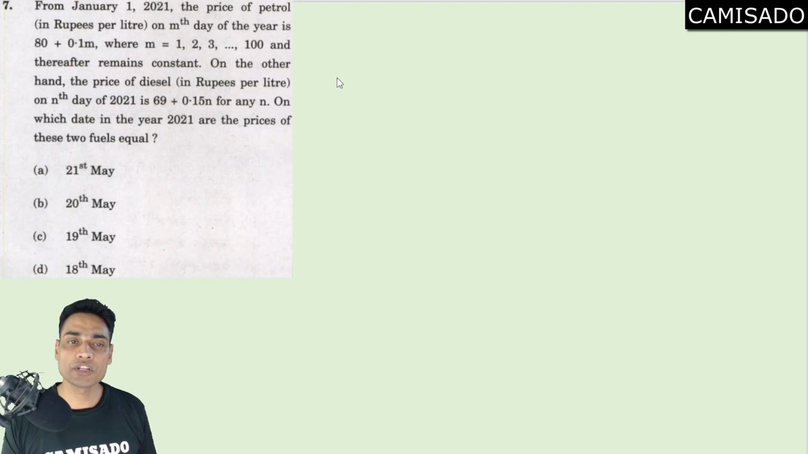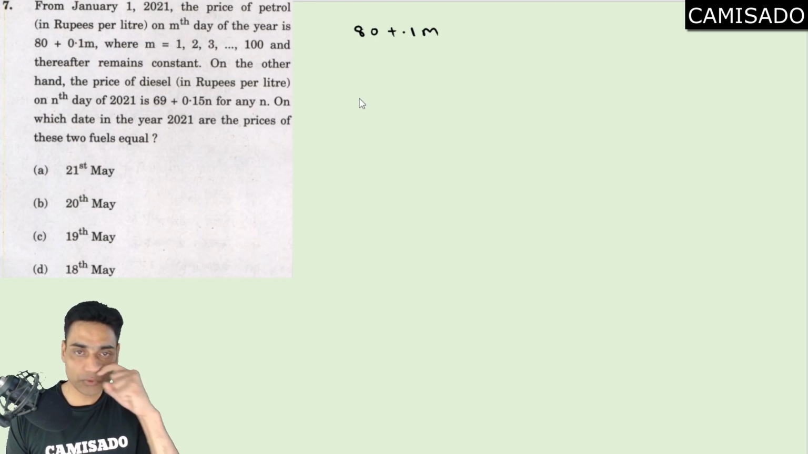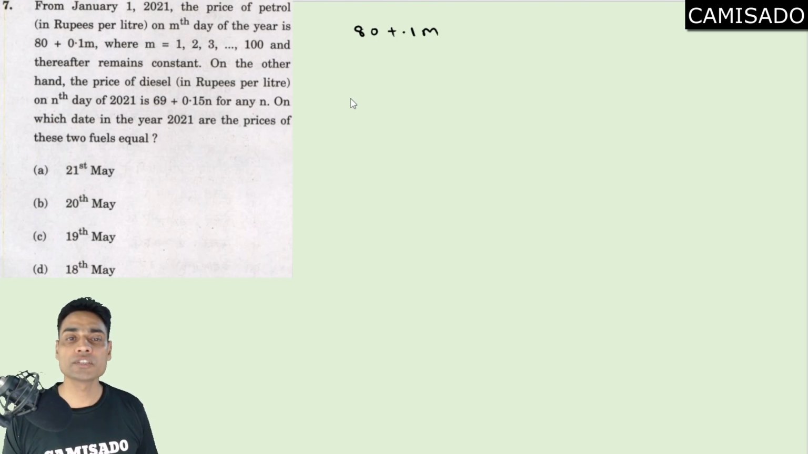From January 1, 2021, the price of petrol in rupees per liter on the mth day of the year is 80 plus 0.1 m, where m is a value from 1 to 100, and thereafter remains constant, meaning the value when you cross 100 will always be equal to 100.